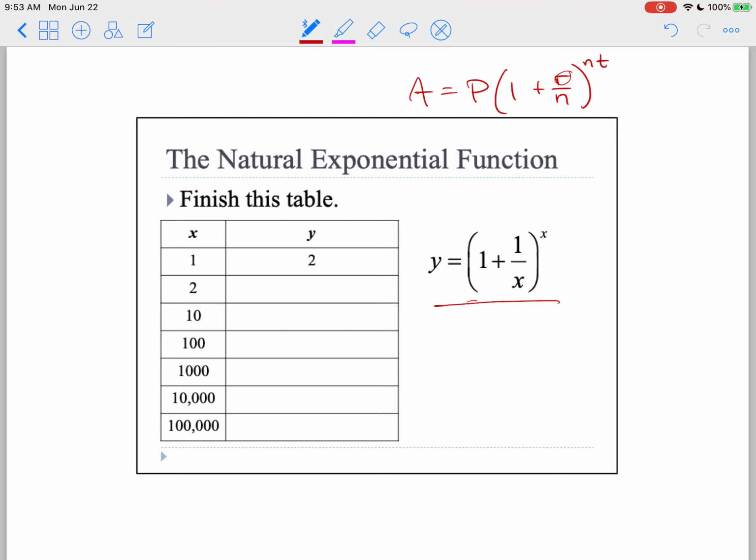So last time we set it up so that we can put in whatever values we want. And it's funny, I already seem to have these values in there. So 1, 2, when I plug in 2, I get 2.25. When I plug in 10, I get 2.5937. When I plug in 100, I get 2.7048.